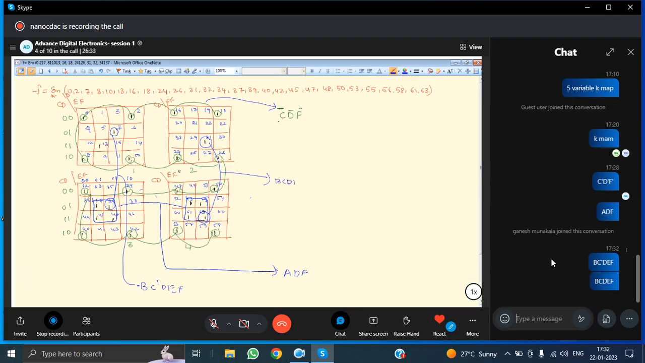B, C, D, E, F, very good. Okay. So finally, if anything is there, you can add up. So finally, our equation will be B C D E F plus B C bar D E F plus A D F. Okay, this is our equation.